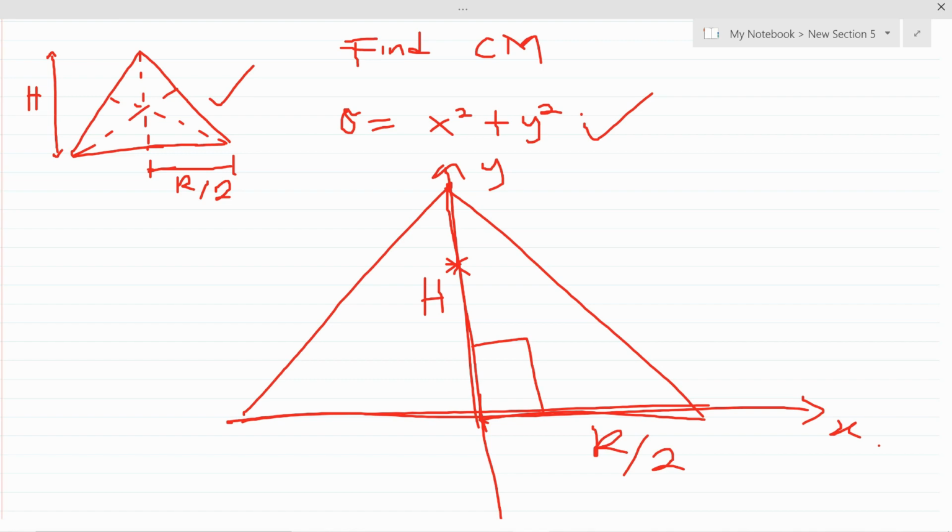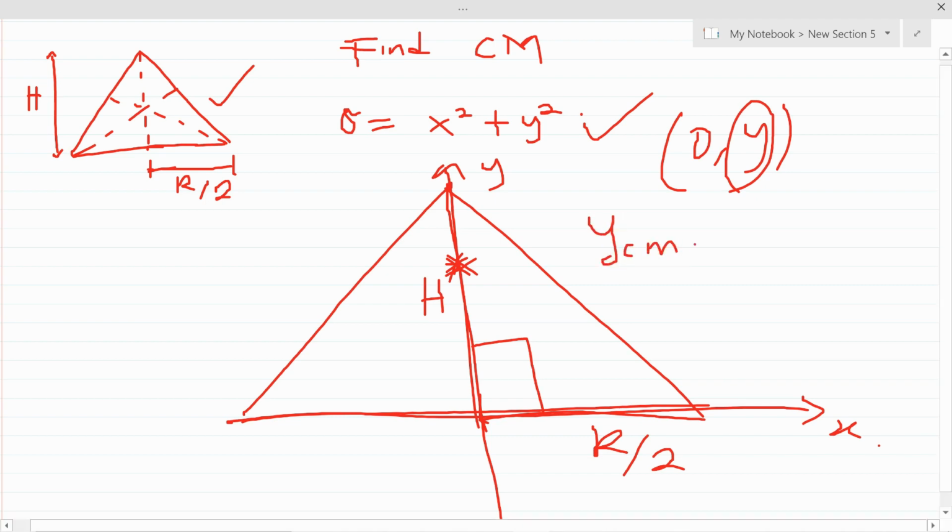Now with this idea, it means that at this point where you want to find, the x coordinate is 0 and there's some y coordinate. So our main problem is to find the y coordinate, which will be our YCM. But if you know that it's a continuous sum, YCM is actually a summation of something, but this time it's a continuous sum, so you are going to use the integral formula.